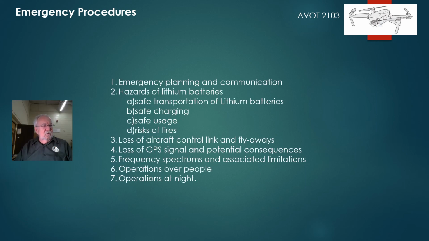This is the whole of this emergency section, emergency planning and communication. We talked about the hazards of lithium batteries, transportation, safe charging, safe using, risks of fires. Then we talked about loss of aircraft control link and flyaways, the loss of GPS signal and potential consequences, frequency spectrums and associated limitations, operations over people, and operations at night. So those are the things that might be included in the emergency procedure section of the test.